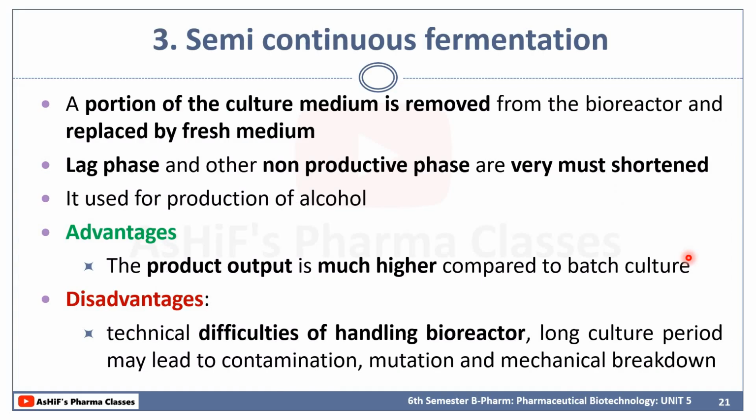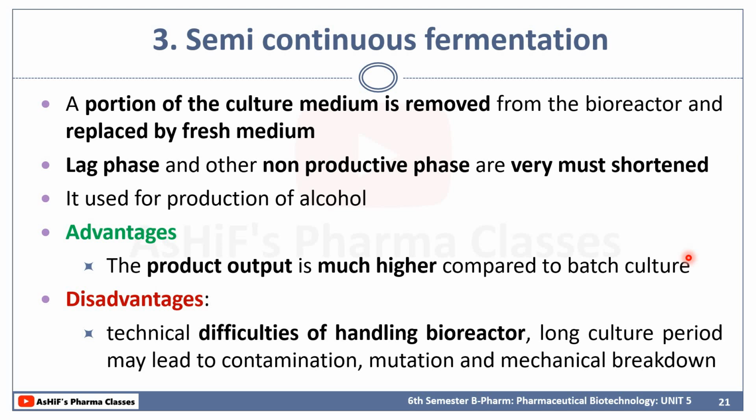Now, the third type of fermentation process is semi-continuous fermentation. Here the difference is a portion of nutrient media will be added and a portion of end product will be removed. So that is the difference when compared with the previous method. In case of batch fermentation, we will add the nutrient media initially and we will wait till the end of the fermentation process. And in case of fed batch fermentation, we will add some amount of nutrient media during the fermentation process, and we are not going to remove anything till the operation is over.